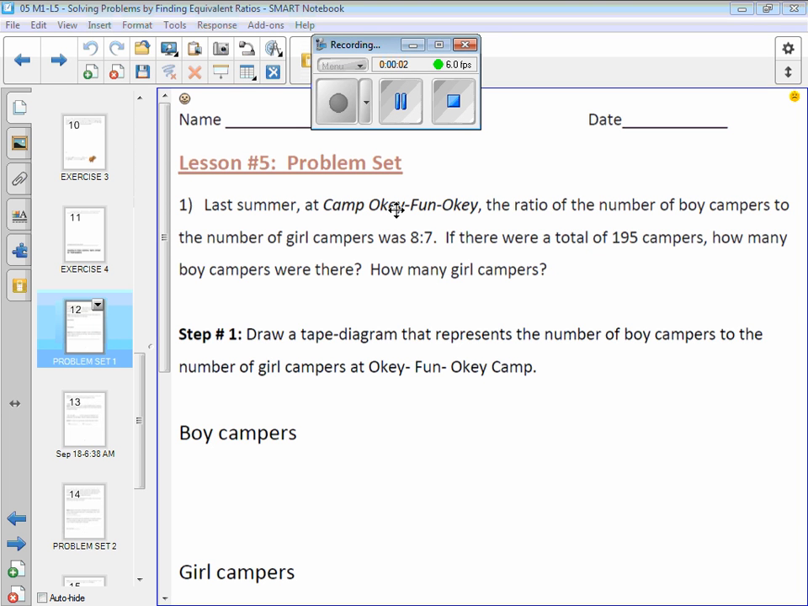Page 10, right, everybody? Last night's homework, problem 1. Always, always, always start off by reading quietly through the word problem and underlining key facts or key pieces of information that you need.